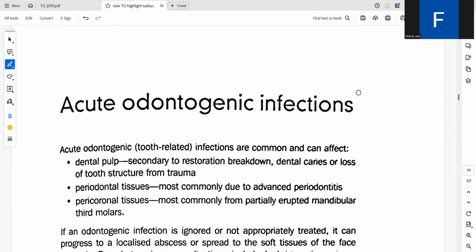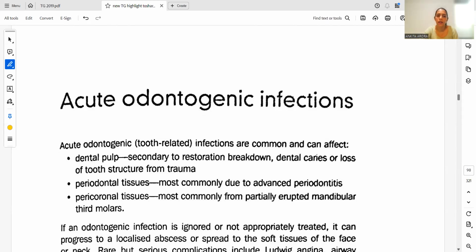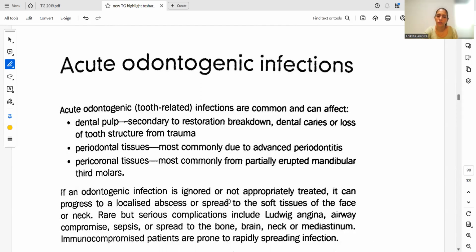So we are starting this session with acute odontogenic infections, page number 79 from Therapeutic Guidelines. Acute odontogenic tooth-related infections are common and can affect dental pulp secondary to restoration breakdown, dental caries or loss of tooth structure from trauma.